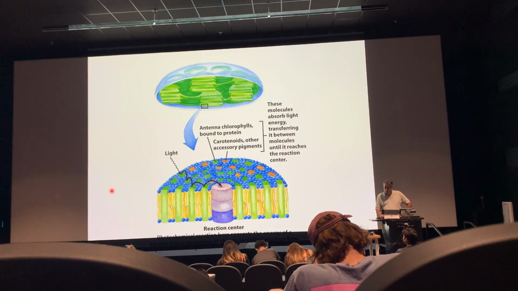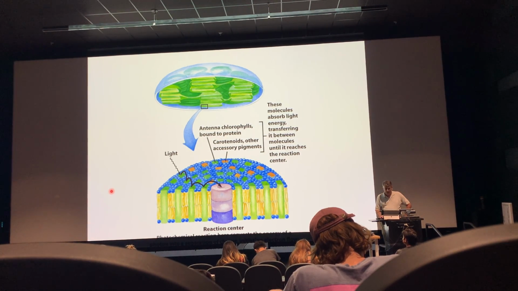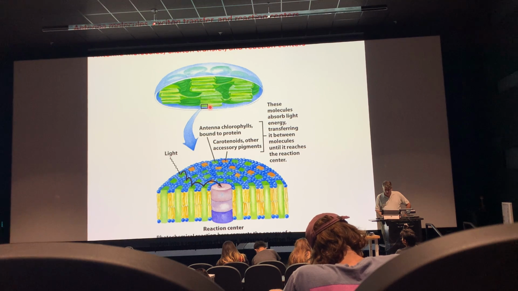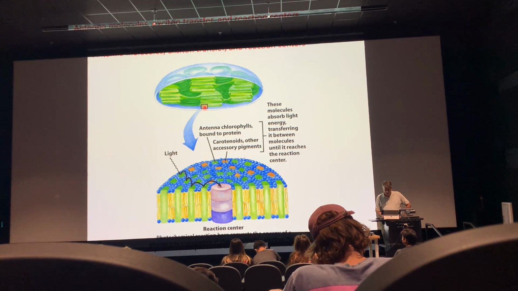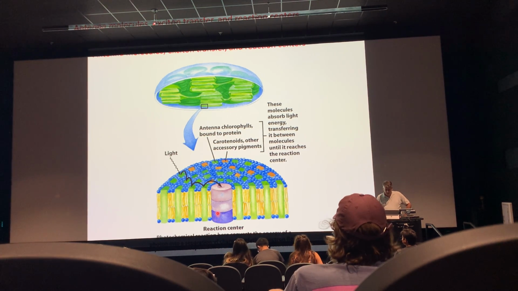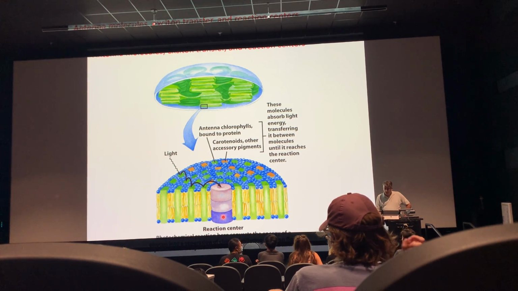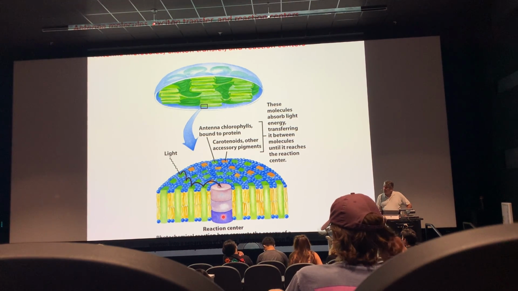Okay, so this is where it gets complicated. And I don't have an easy answer, okay? So this is saying in Lehninger here, they're taking a segment of one of these membranes in the thylakoid and saying, here's what it kind of looks like. And here is something, a protein complex called an RC, a reaction center, okay?